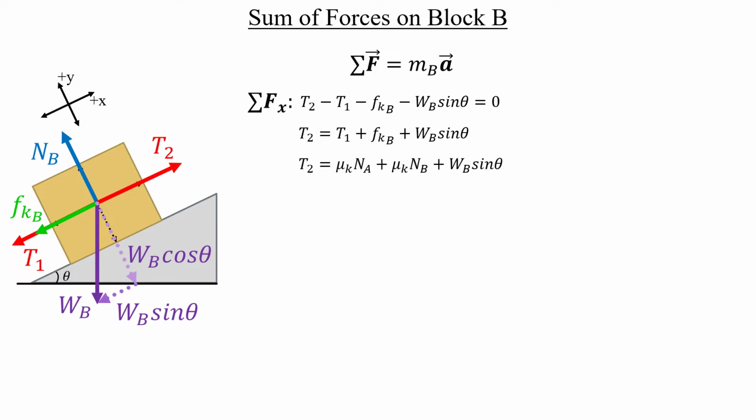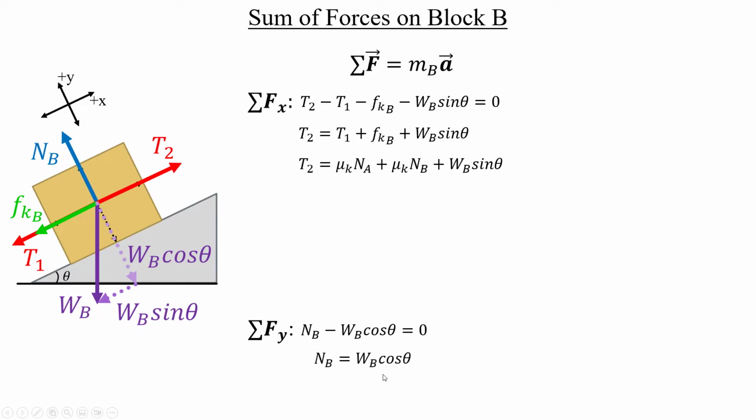Next, we can substitute in the definitions of tension 1 and the kinetic frictional force acting on block B, like that. Again, we have a situation where we don't know what the normal force of block B is, so let's investigate the y direction and see if we can get that. Well, in fact, we can. Super simple stuff here. In fact, just one line of work again. The normal force is just the cosine component of block B's weight.